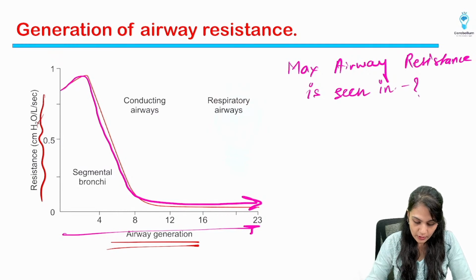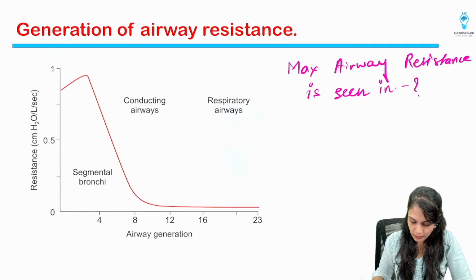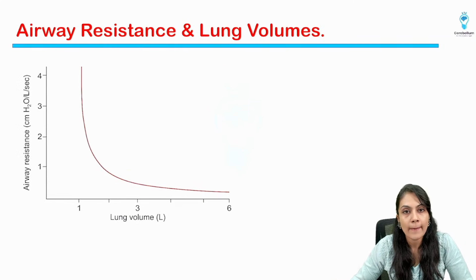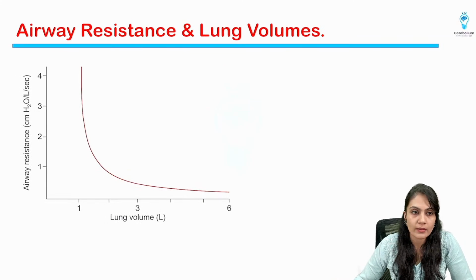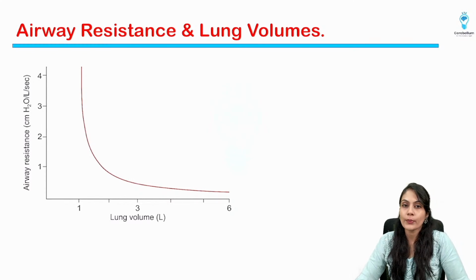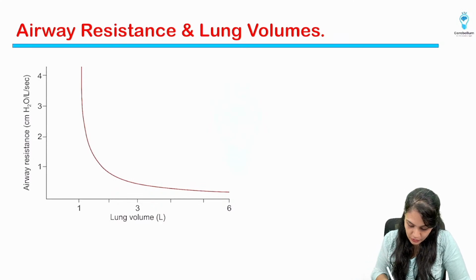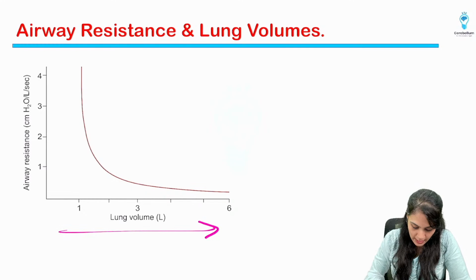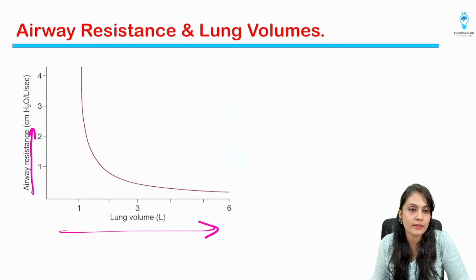Okay, so if you know this graph, it is going to take only 5 to 10 seconds definitely, but that is going to give you more marks. Coming to the airway resistance versus lung volume, what you can depict from this graph is, over here on the x-axis we have drawn the volume, and on the y-axis again the airway resistance.